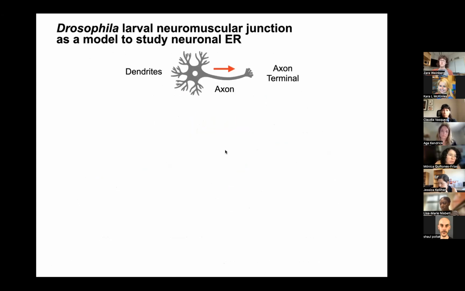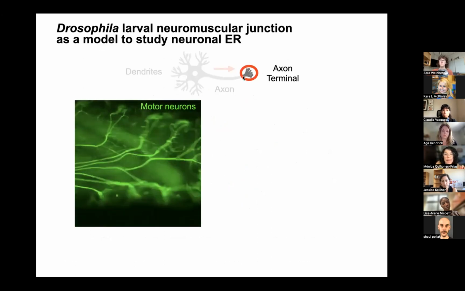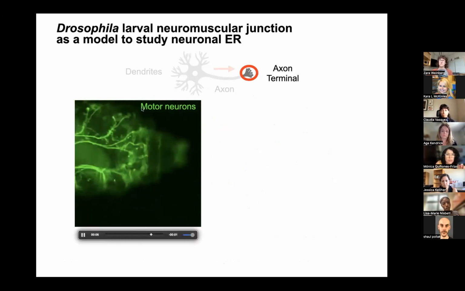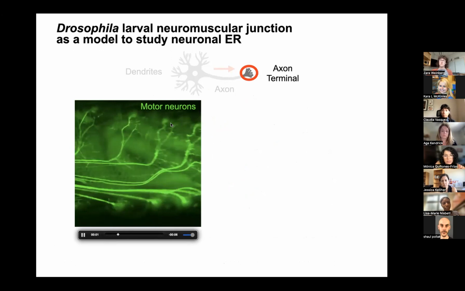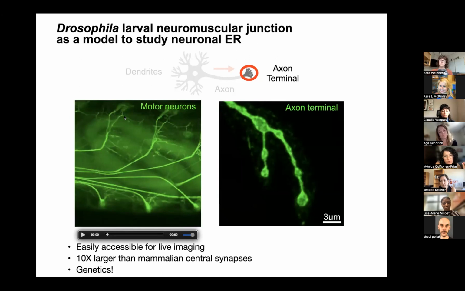To explore these questions, I decided to use the Drosophila larval neuromuscular junction as a model to study neuronal ER. For my work, I'm focusing on ER at axon terminals, and I'm highlighting the motor neurons here in green in this video of a larva crawling. If you zoom further at these connections between the motor neuron and the muscle, you would see that the axon terminals look something like this. These swellings here are called boutons, and they contain the machinery that's important for neurotransmission. And I will show you that there's ER there.